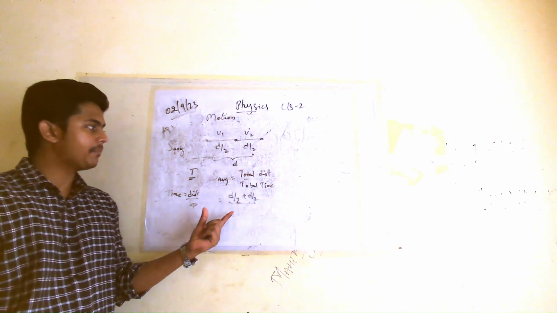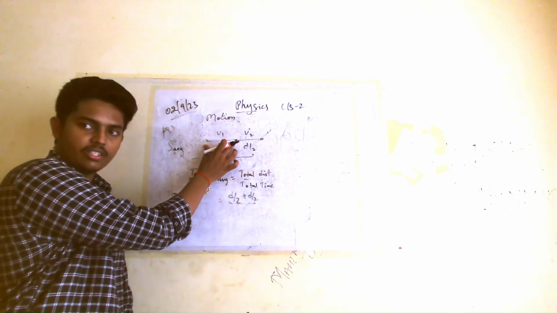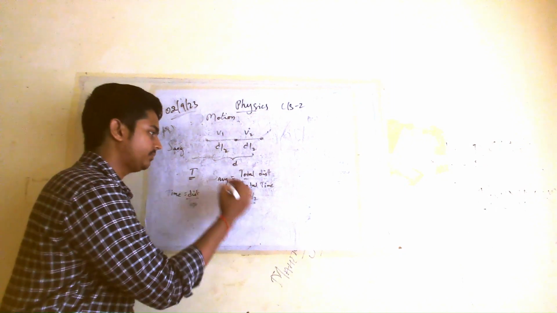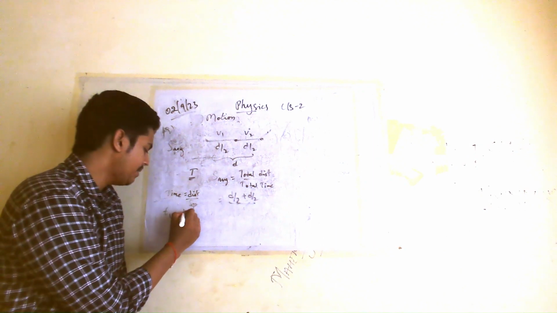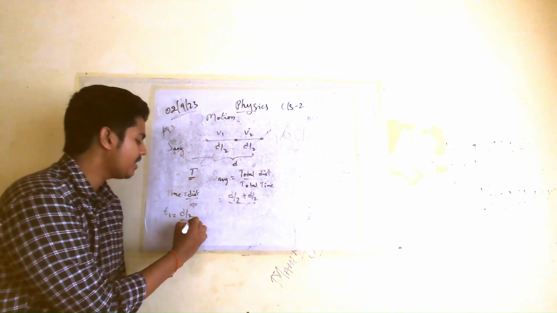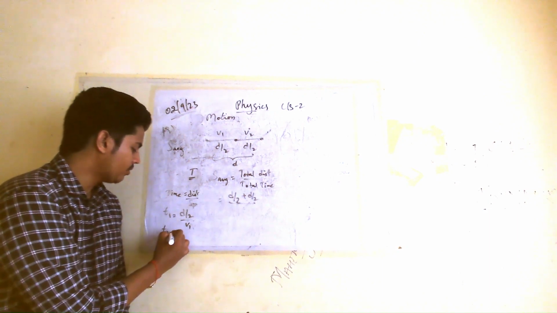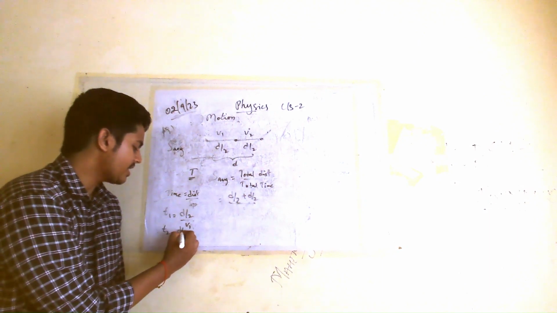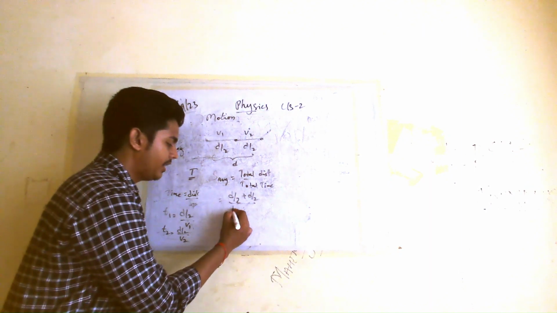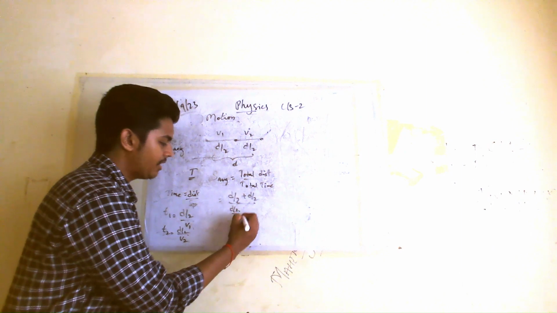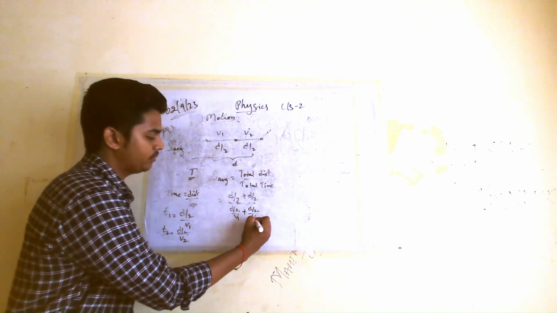Here we apply the time taken to cover d by 2 distance. First d by 2 distance, let's say t1. The t1 is equal to distance d by 2 by speed v1, and the time taken t2 for the second half is distance covered d by 2 with the speed v2. So let's substitute here, d by 2 by v1 plus d by 2 by v2.